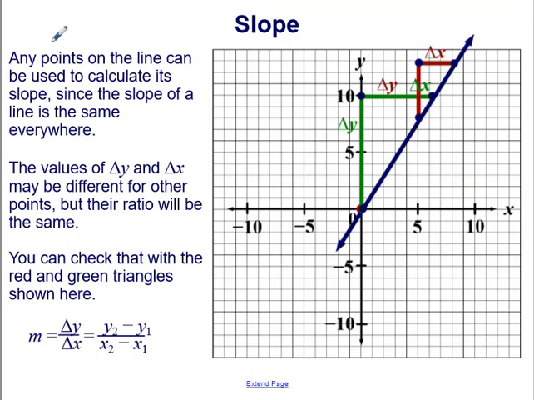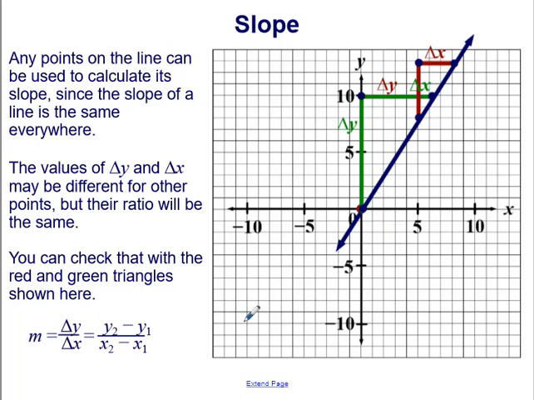Any points on the line can be used to calculate its slope, since the slope of a line is the same everywhere. The values of delta y and delta x may be different for other points, but their ratio will always be the same, so you could always reduce. And we can check that with the red and green triangles shown here.